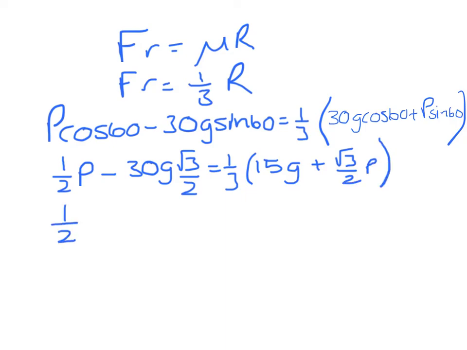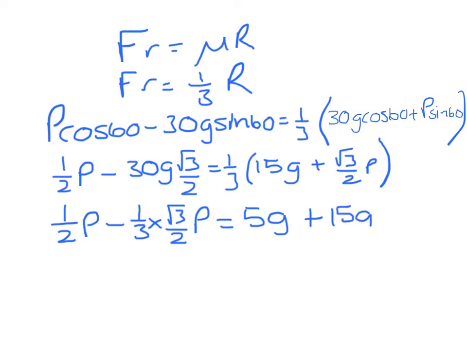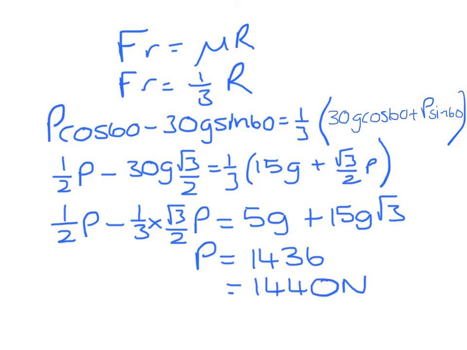On the left hand side I have a half P. I'm going to bring over the P from the right hand side, so that is going to be minus 1/3 times root 3 over 2 P, which has to equal 5G plus 15G root 3. And manipulating that in the calculator, we get that P is 1436, which to three significant figures is 1440 newtons.